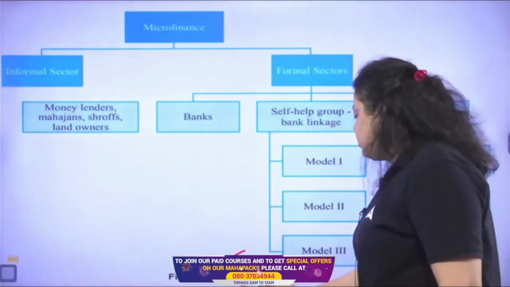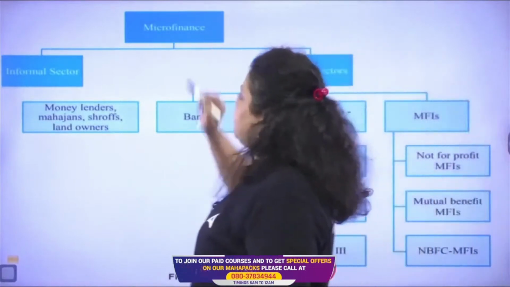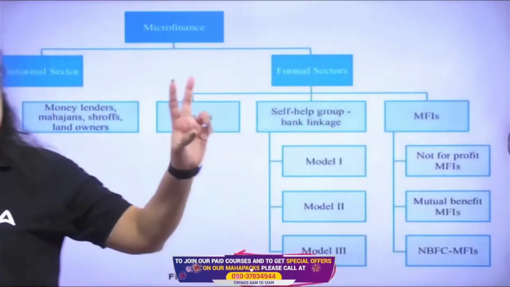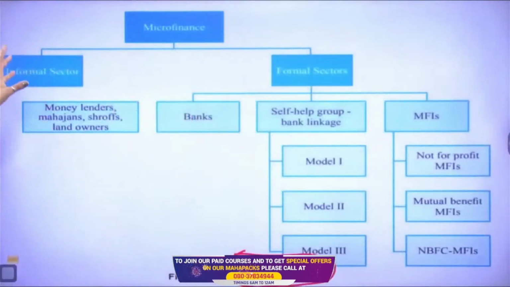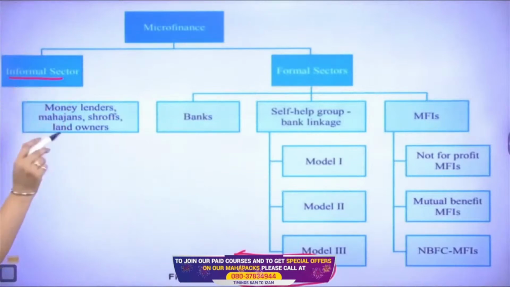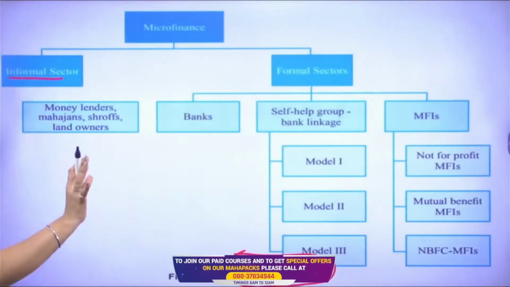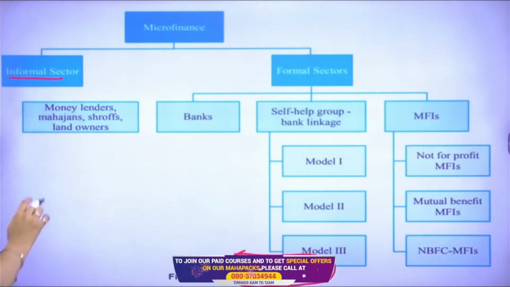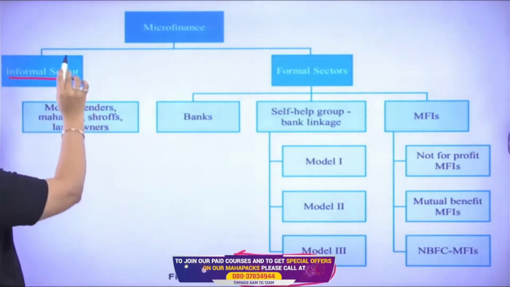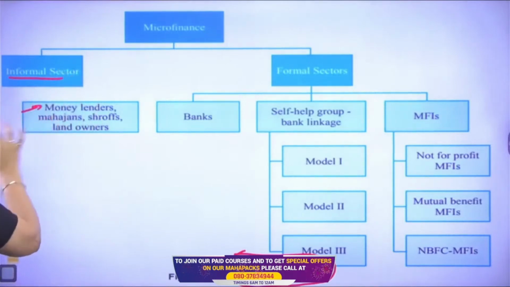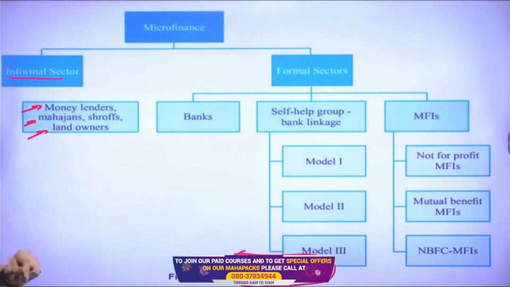So we have a microfinance entity here. Microfinance entities will be in 2 forms, that is informal sector and formal sector. Informal sector, you all know, is the type of sector where there are no regulations and no regulatory bodies. In the formal sector, proper regulation, guidelines and standards are given. In the informal sector, you will find moneylenders, Mahajans, shops, and landowners. They do not have any kind of guidelines or any standard way to provide financial services.